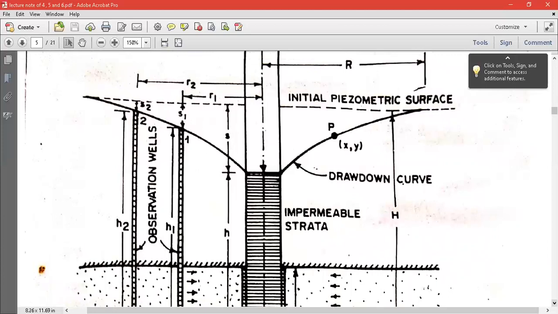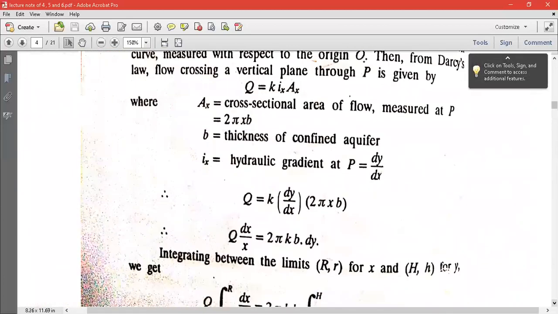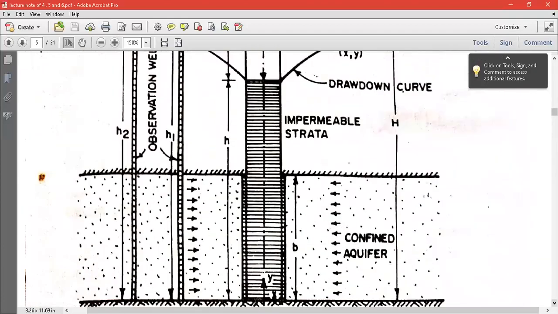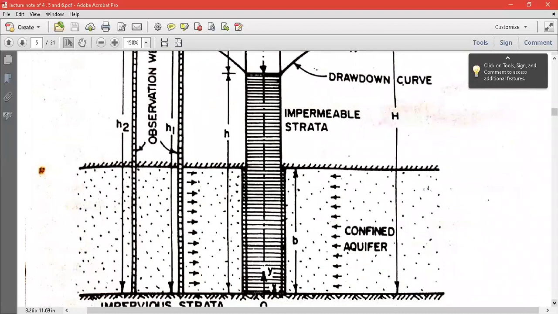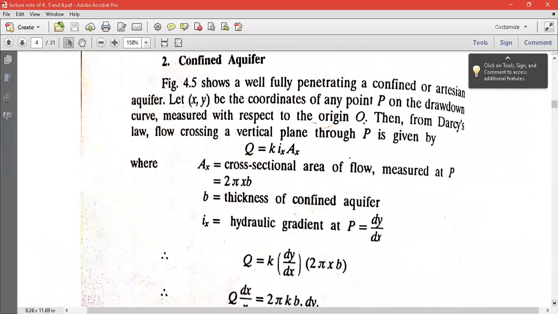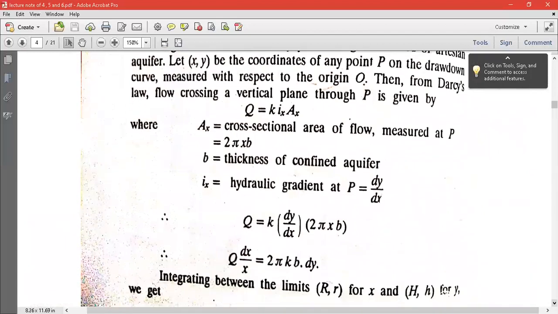Again, for considering the cylindrical circle, we have to consider 2 pi x into B, because it is a confined aquifer, it is not an unconfined aquifer. So only B will come instead of Y. That is the difference between the earlier unconfined aquifer and the present confined aquifer, because here the thickness is given as B. So instead of Y, we will put B. That is the difference between the earlier deduction and this deduction. So take care of this matter.